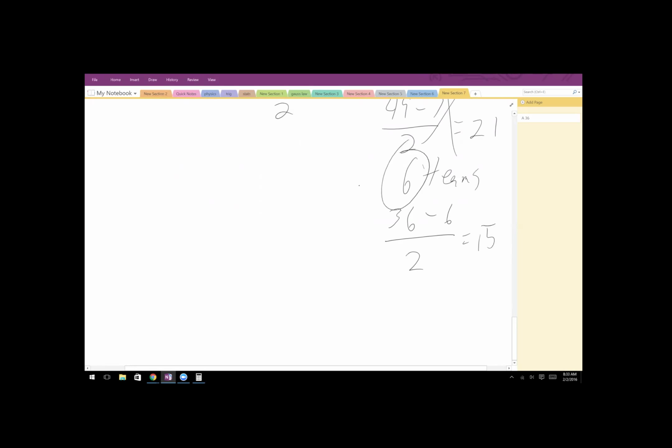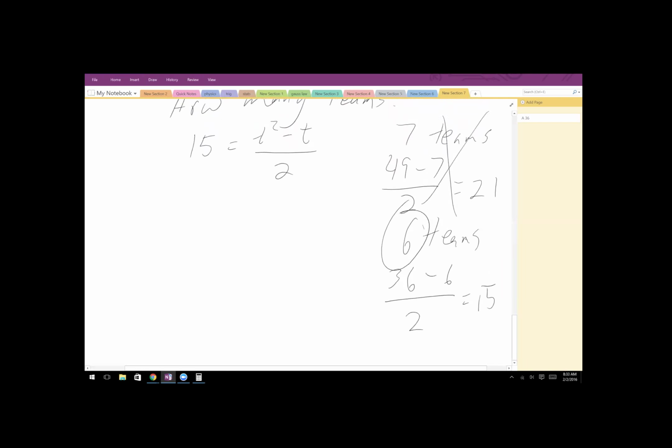So apparently there's 6 teams, but I mean you can do that on a problem where you know it's going to come out even, if you got a good estimate. It might be faster just to kind of guess and check, see if it works or not. But now let's go back and actually solve it.